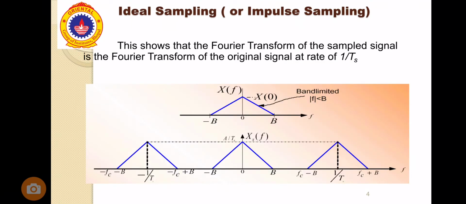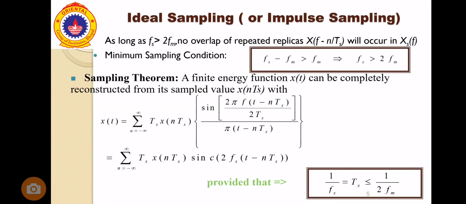Ideal sampling: the Fourier transform of the sampled signal is the Fourier transform of the original signal repeated at a rate of 1 by Ts. हमने यहाँ पर 1 by Ts के according इसको sample किया है. In ideal sampling, if fs is greater than twice fm, there is no overlap of repeating replicas: fs minus fm is greater than fm, or fs is greater than twice fm.